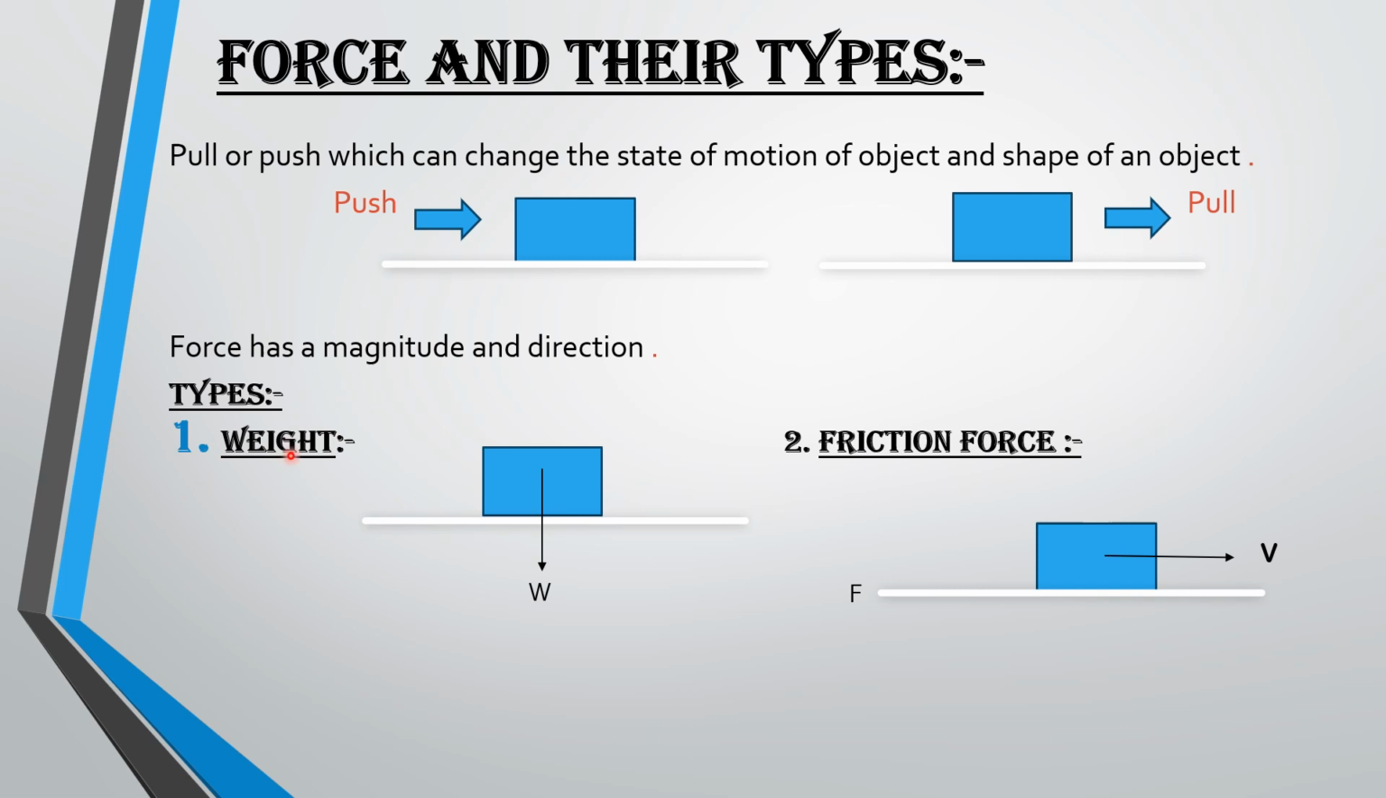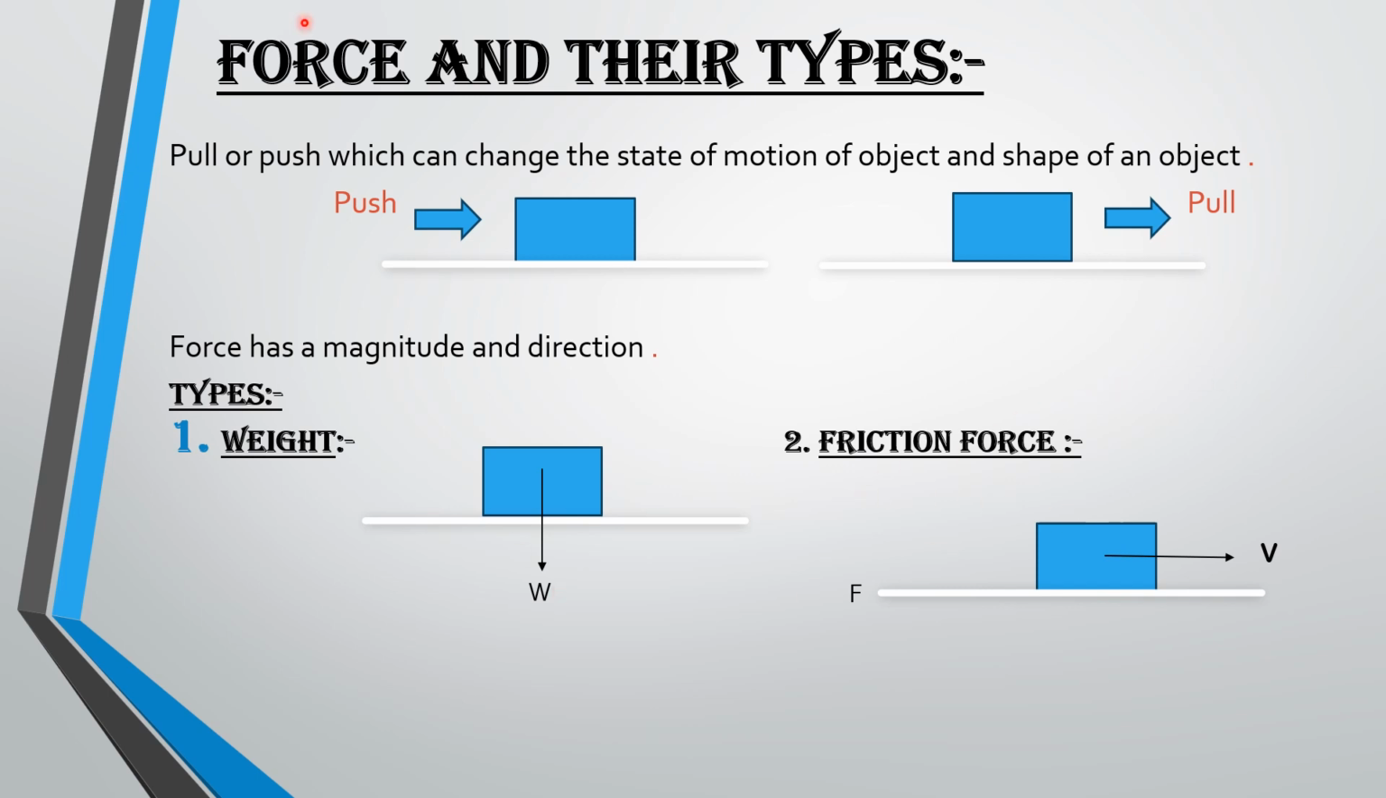Here, weight is due to the gravitational force. If we place an object on a plane, rough or smooth, the weight of the object depends on that surface. It holds the whole weight of the object. That depends on that plane. So it is the best example of the gravitational force. Weight is nothing but the gravitational force, as we know.